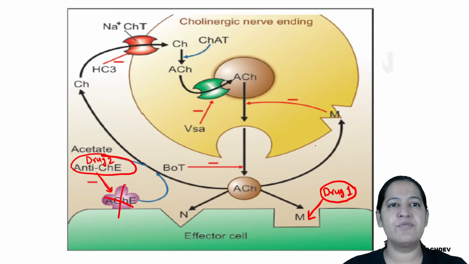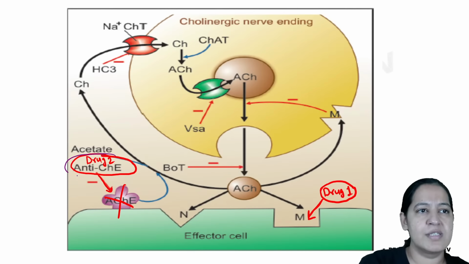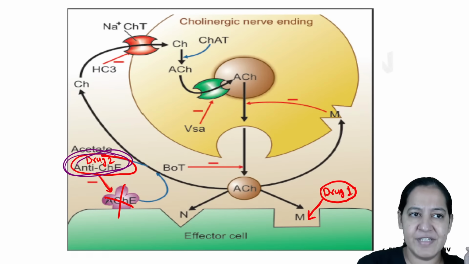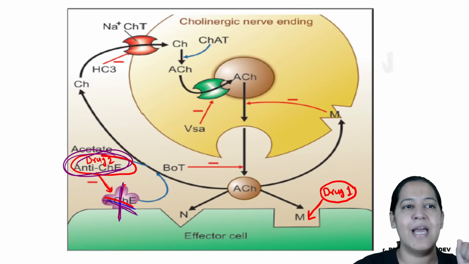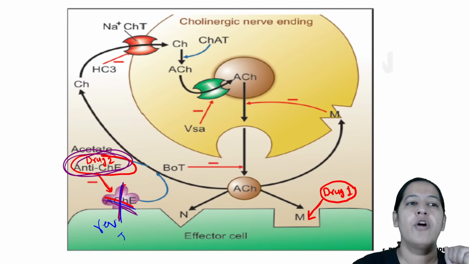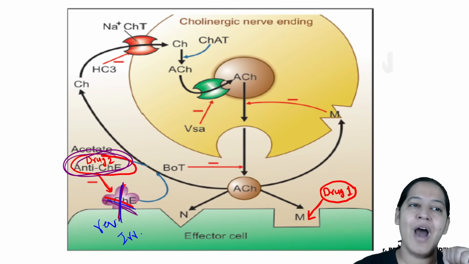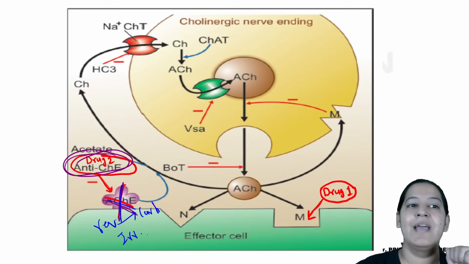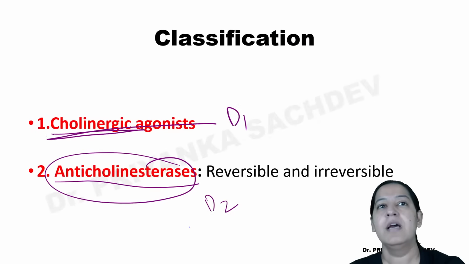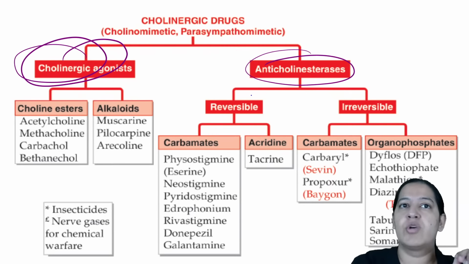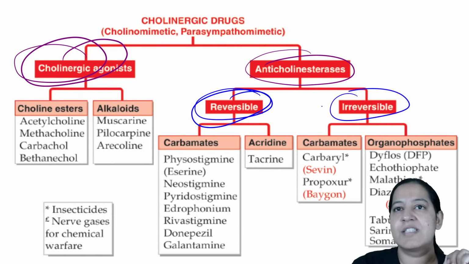Now the question arises for D2. This is D2 now. This is a drug which is inhibiting the enzyme. Now it can be of two types. It is inhibiting the enzyme, whether reversibly or irreversibly. So carbamates inhibit reversibly and organophosphates inhibit irreversibly. So D2 anticholinesterases are of two types: reversible inhibitors and irreversible inhibitors.